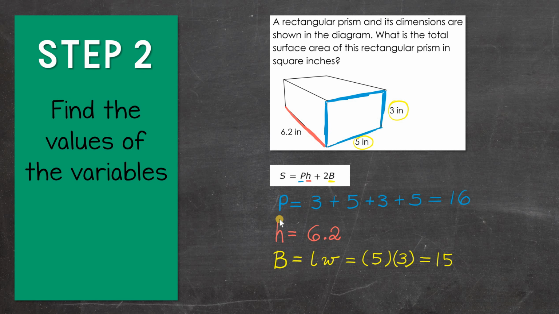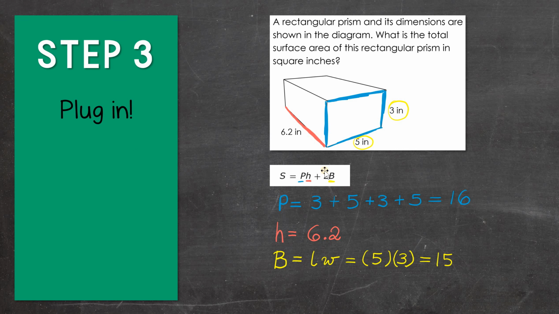But it's time for our last step. What's the last step? Plug it in. Alright, we have a formula. We have the values of our variables. Let's put them together. Surface area is P times H, and it says plus 2 times B. Okay, so our final answer is about 129 inches squared.